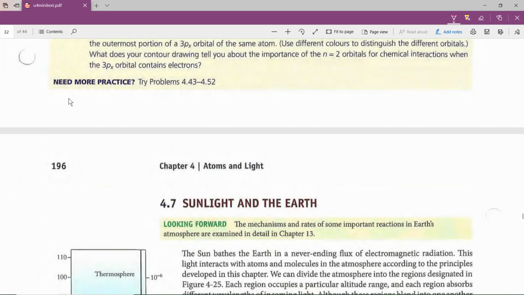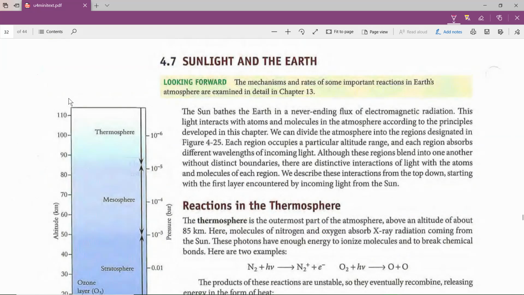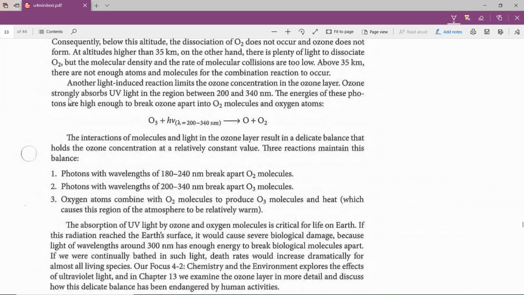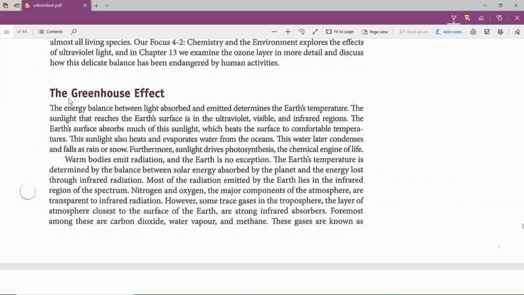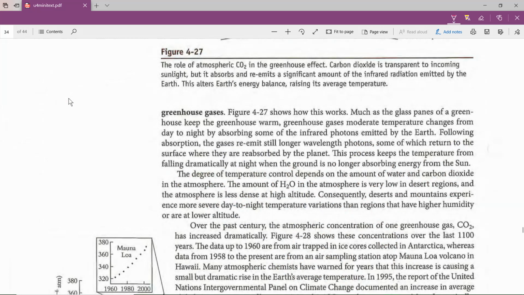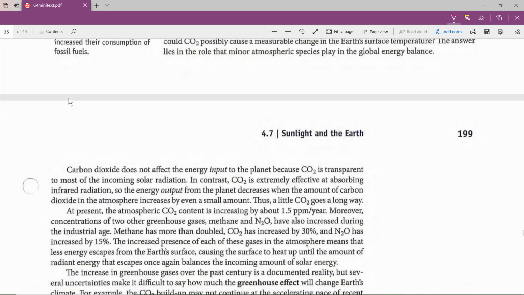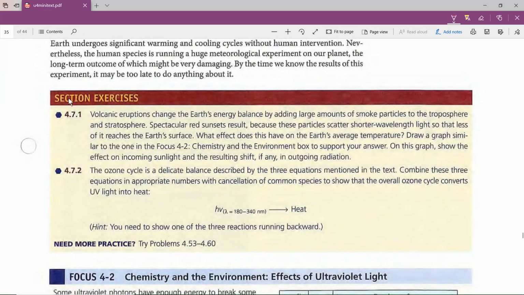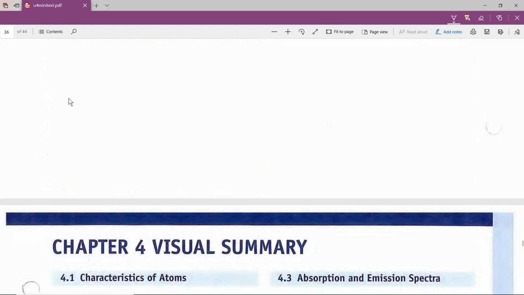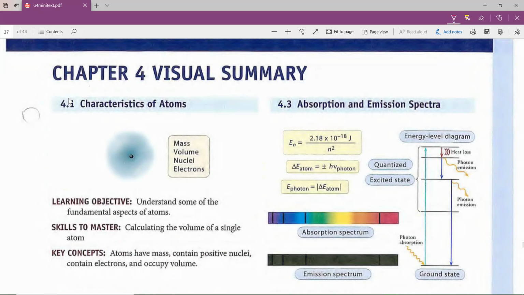And sunlight and Earth 4.7, that is an interesting topic, but not one that we're going to look at. Greenhouse effect, well, that's important too, and you can read that on your own. And there's lots of courses where greenhouse effect is discussed for sure. And then we got more stuff about ultraviolet radiation. So it's a second bit of practical stuff. And then we have our visual summary.